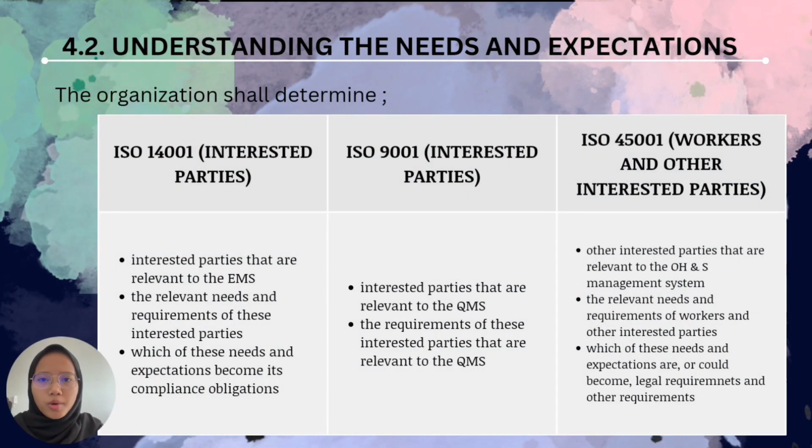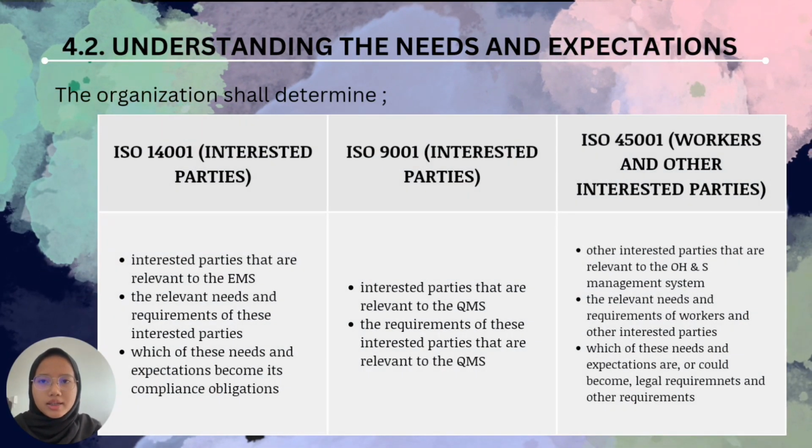For subclause 4.2, understanding the needs and expectations. For ISO 14001 and 9001, it is for interested parties, while ISO 45001 is for workers and other interested parties. The similarity of this content is whereby the organization shall determine interested parties that are relevant to the EMS, QMS or OHS management system, while the other points are different for each ISO.